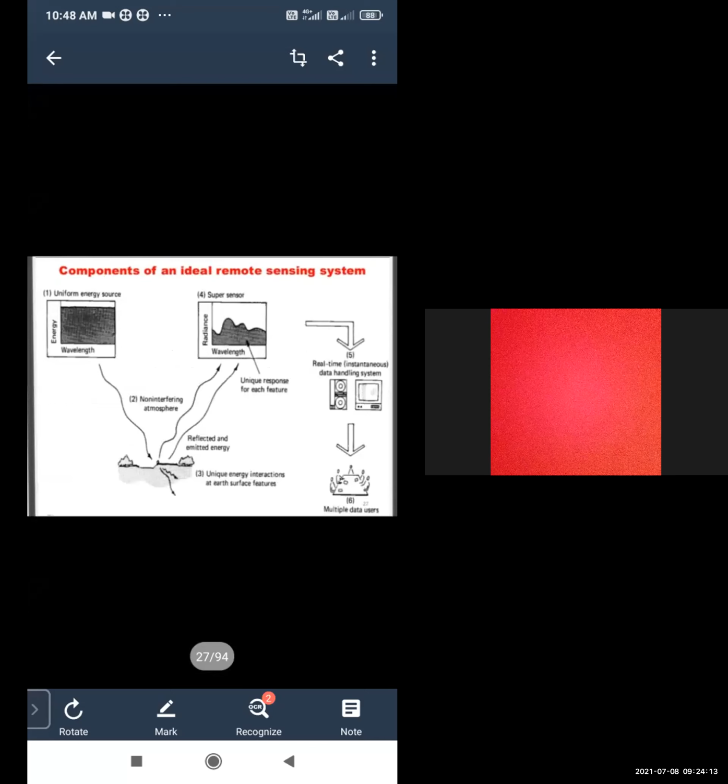First is the energy system, second is the non-interfering atmospheric system, third is no disturbance of the reflected or emitted rays, and fourth is the super sensor. The sensor used should be a super sensor. That means the wavelength and radiance are unique, and it responds to each feature.